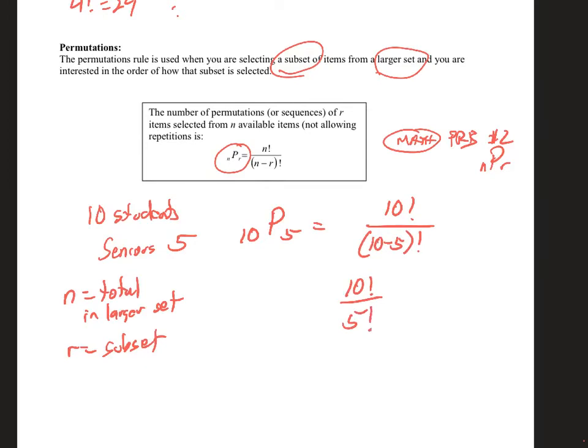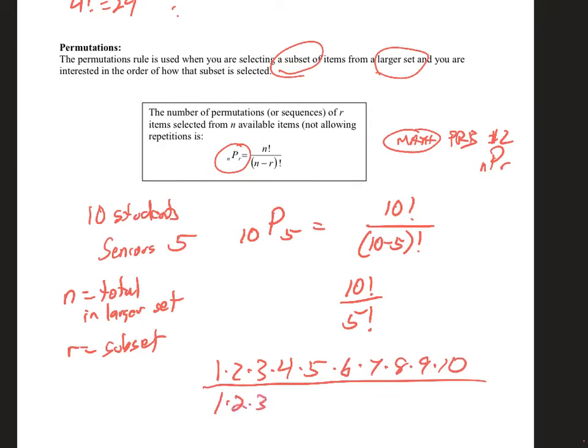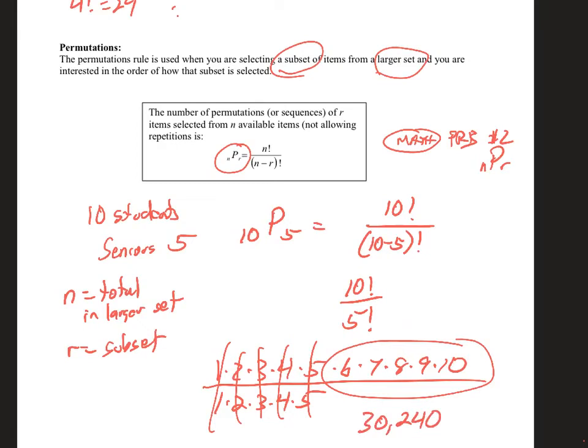Now, without a calculator, the best way would be to write out what 10 factorial was, then write out what 5 factorial was, and then cancel. So it is actually something that you can do without a calculator. If you multiplied that out, that would give you your answer. The calculator is obviously a much easier way of doing it. And when you use the calculator, 10P5 is how you say it, you end up with 30,240. Okay, that's the permutations rule.